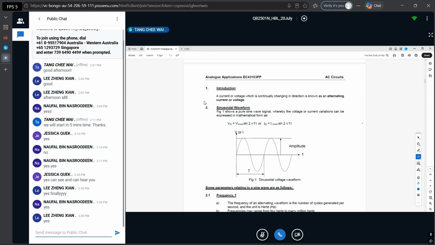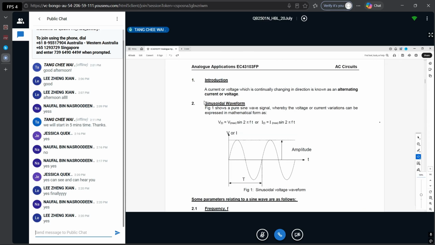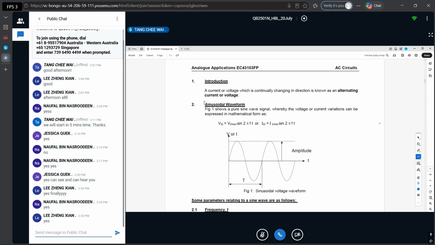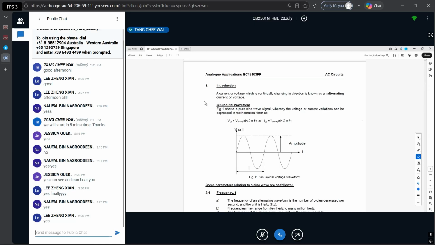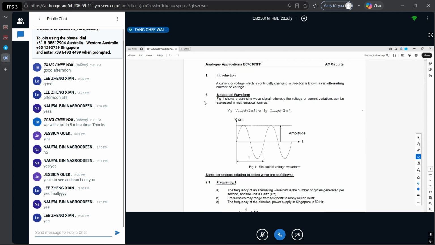Okay, we do a quick recap of the last lesson when we started on AC. For the benefit of those who may have missed the lesson, or may not have listened to certain parts of it, I'm going to do a very quick recap for AC circuits. We started this topic by looking at the so-called AC waveform or sine wave. In long term we call it a sinusoidal waveform, but most of the time we call it a sine wave.